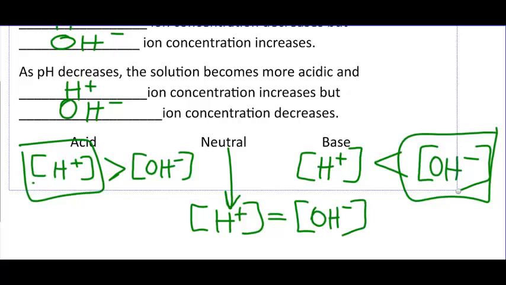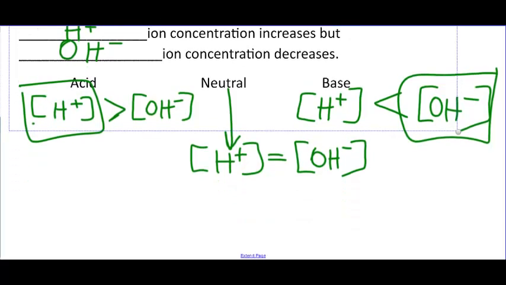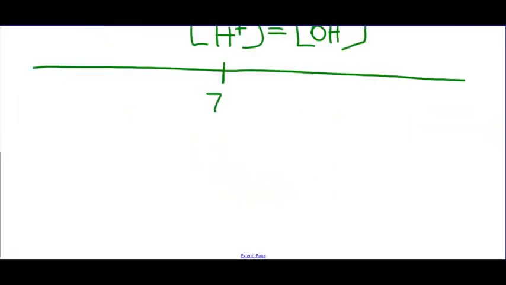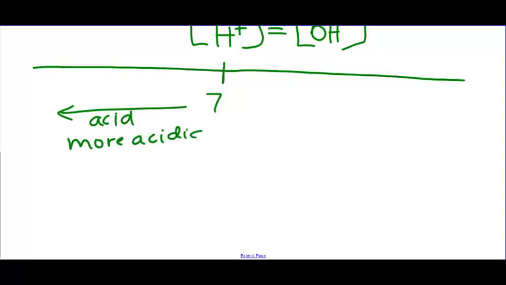Okay? Now let's draw the scale. I think you have a line. So what is neutral? What pH does that occur at? 7. So below 7 is an acid. As you go this way, you become more acidic. So that means your H+ concentration goes up. So the lower the pH, the more H+.